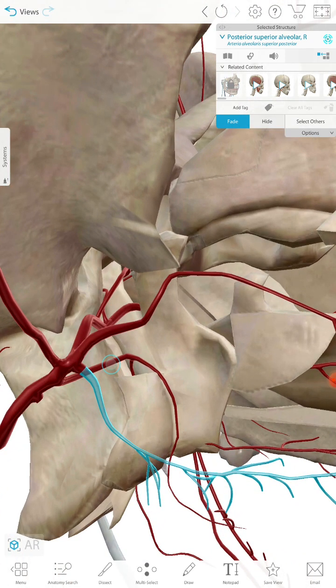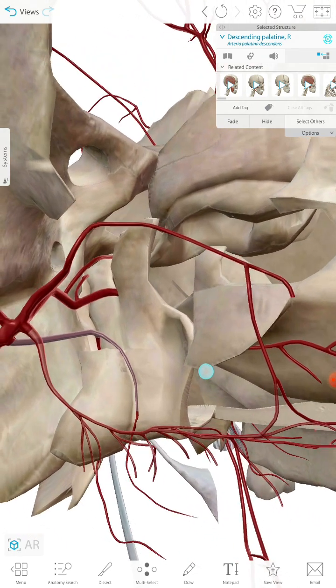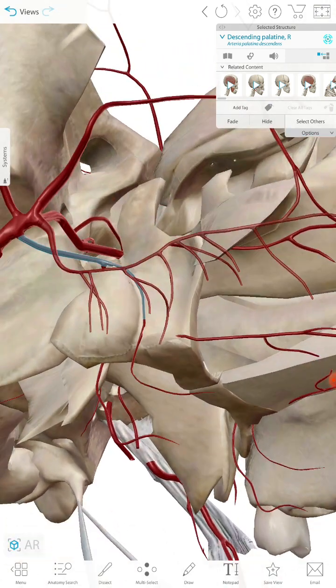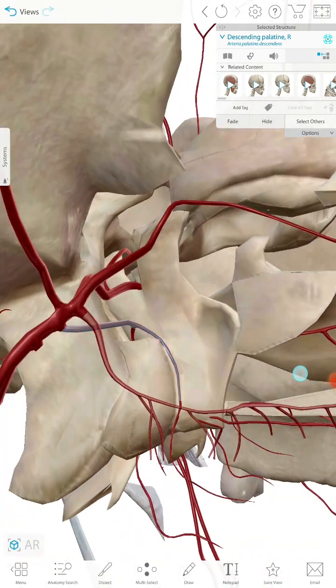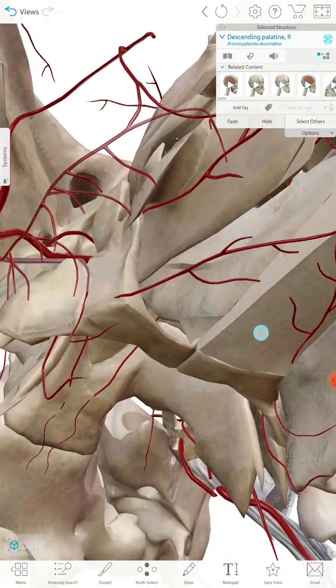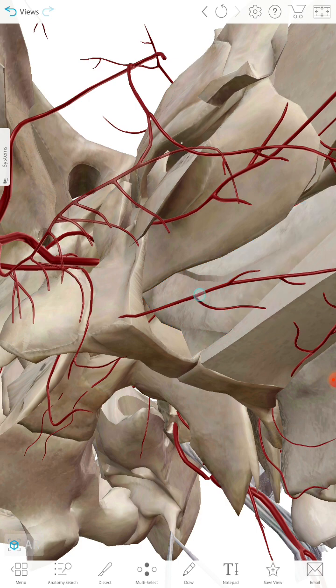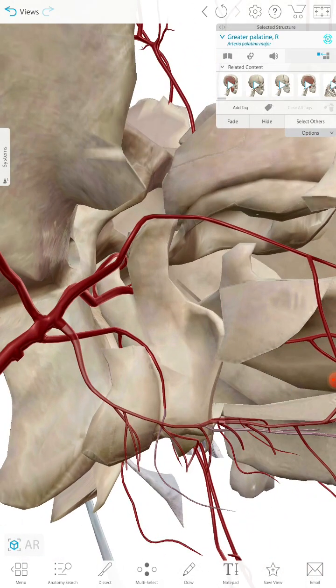Now we have this another branch which here has been written as descending palatine, but in actual it is greater palatine artery. So we can see it is going on to supply the palate. So this is the greater palatine artery.